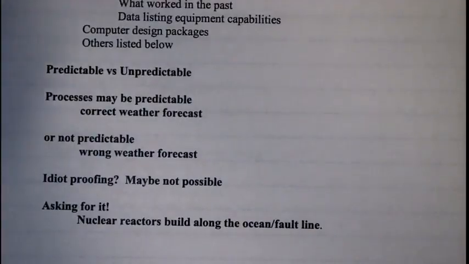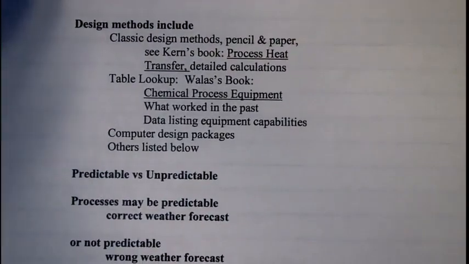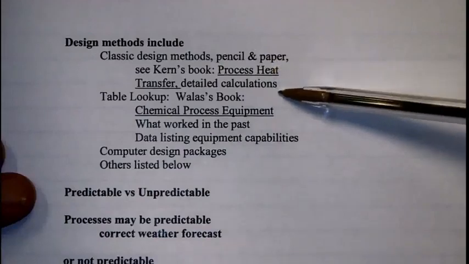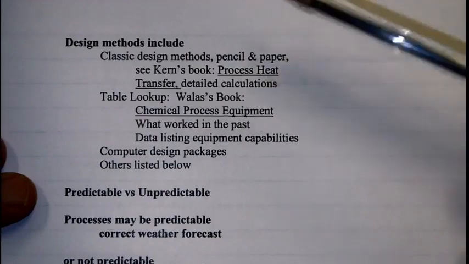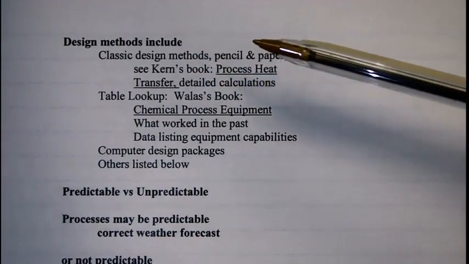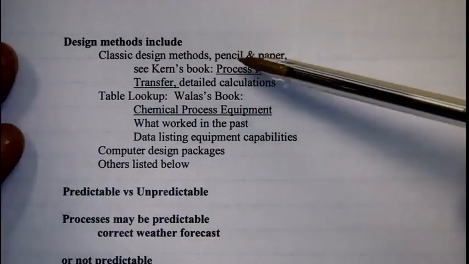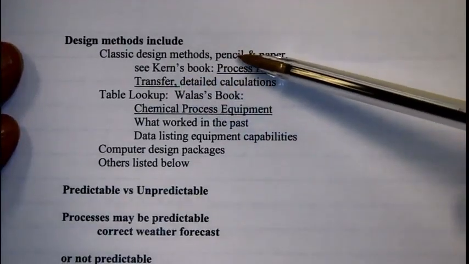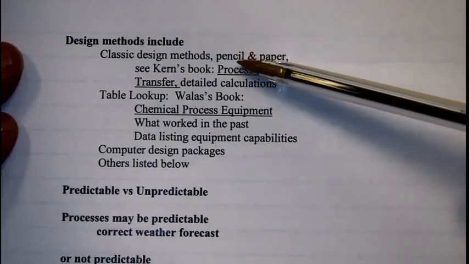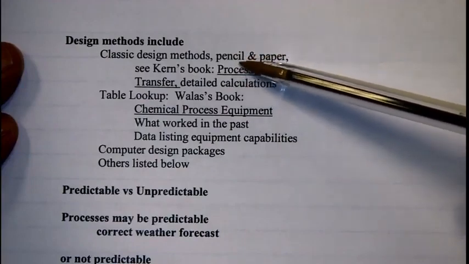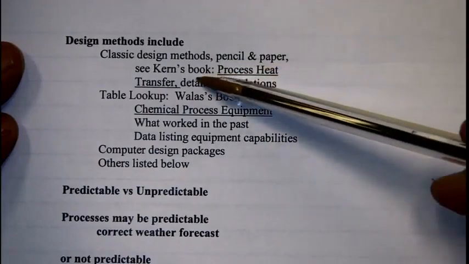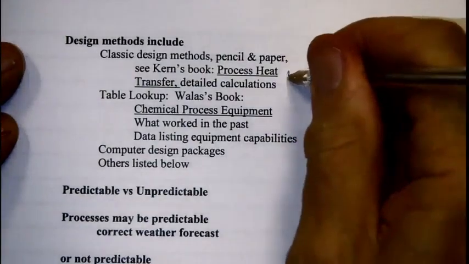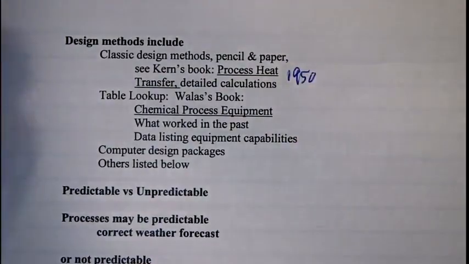Now then, among design methods, we toss out some classical design methods here. The first one, probably the best example of that, would be Kern's book, Process Heat Transfer. And this was before computers. Yes, there was a time before computers. Oh heavens, how can people live today without computers? Where design was done with pencil, paper, and slide rules. And Kern's book, 1950, is a very good example of design.